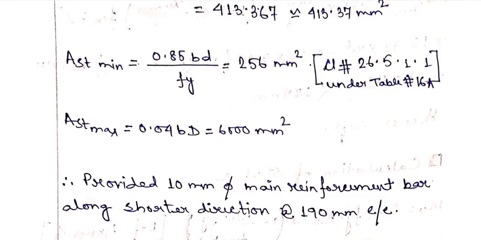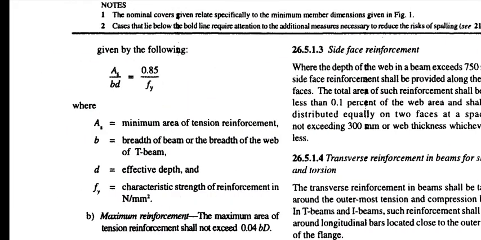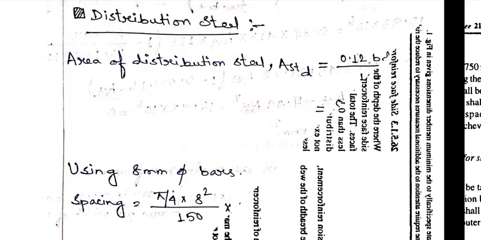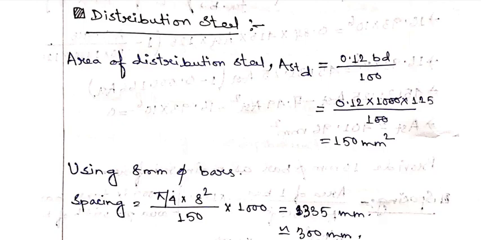Okay, let's go to the code. Look here, AST by BD is equal to 0.85 by Fy. So the value of AST is equal to 0.85 BD by Fy. From that formula we have already calculated, and this is the minimum requirement of reinforcement, and the maximum requirement: the maximum area of tension reinforcement shall not exceed 0.04 BD. So as per our calculation, the area of steel provided lies between these two values. Let's go to notes. Now the next step is distribution steel.